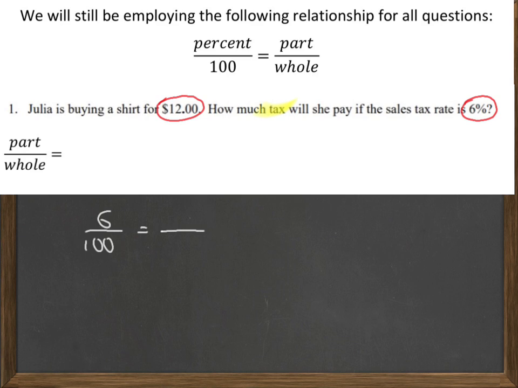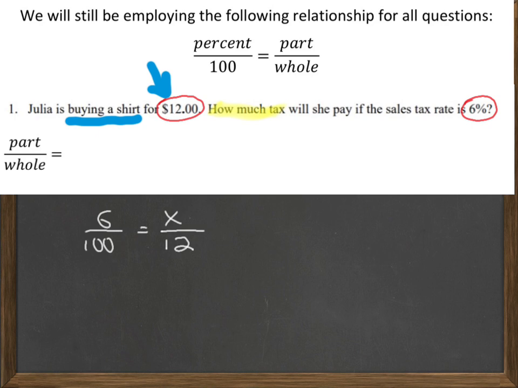So in this problem, is $12 the amount of tax that Julia is paying, or is it the value of the item? Well, it says that she's buying a shirt for $12. So $12 is the whole, it's the total amount that she's paying for the shirt. So then the thing that we're trying to find is the amount of tax that she will pay. Therefore, the x, or the unknown quantity, is the part, the amount of money she has to pay on a $12 shirt. So we have 6 over 100 is equal to x over 12.